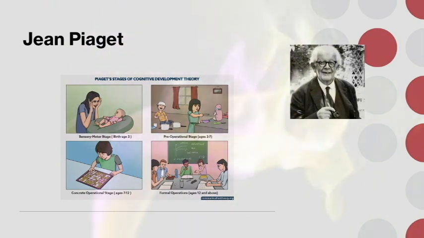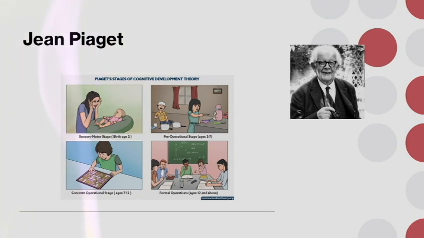Then we have the concrete operational stage. So ages 7 through to 11. And the concrete operational stage is marked by the development of logical thinking and the ability to perform mental operations on concrete objects and events. So here children can understand concepts like conservation, reversibility, and serialization. So, which is basically that objects can be arranged in logical order.